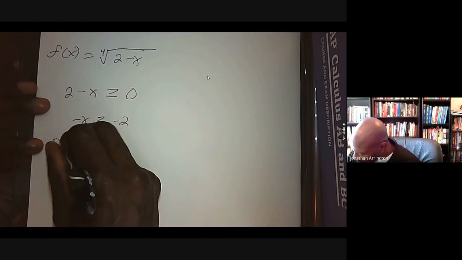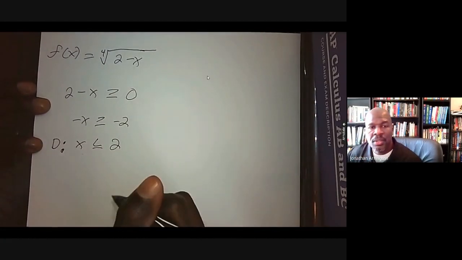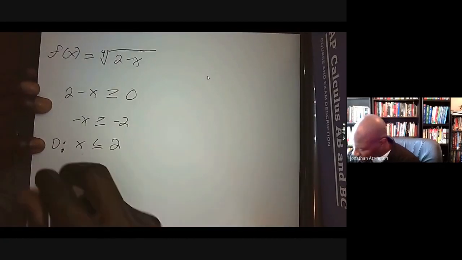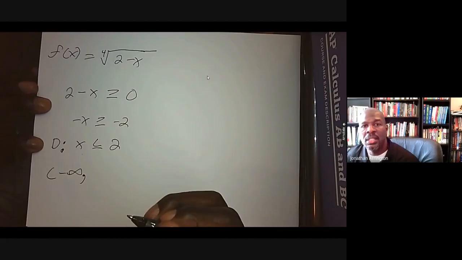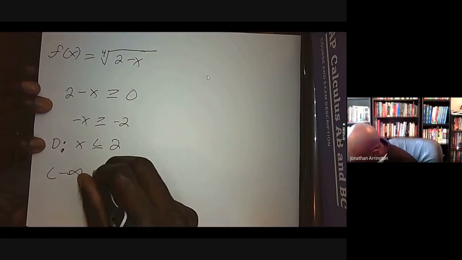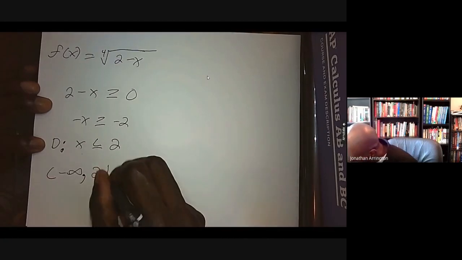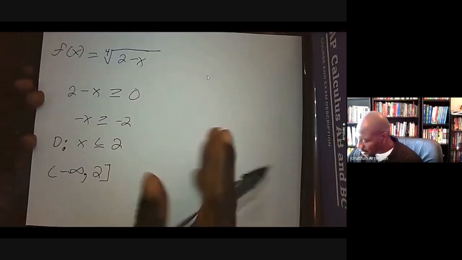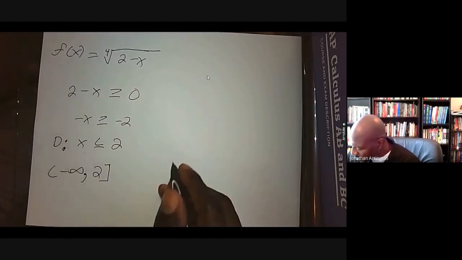That's our domain. So we're going to write this in interval notation. Where do you think we should start? We should start at negative infinity. And where do you think we should end? We should end at 2. And what symbol do you think we're going to put on that 2? A bracket. And should there be anything else? No, it stops right there. It's just numbers less than or equal to 2.